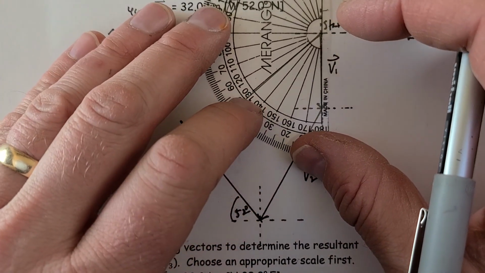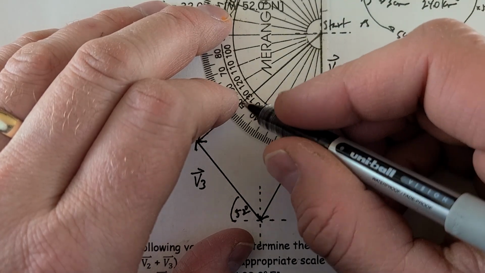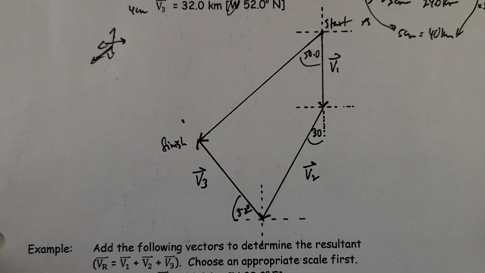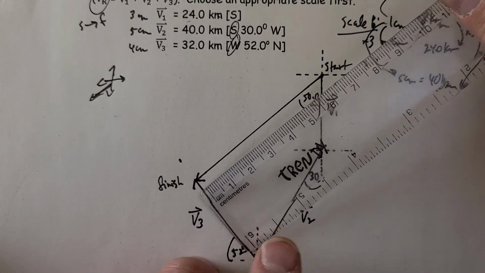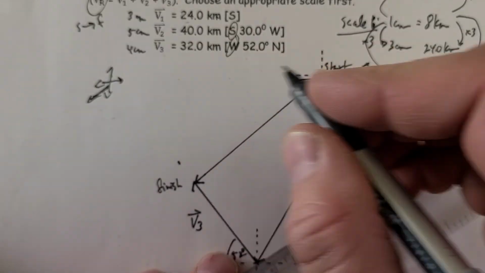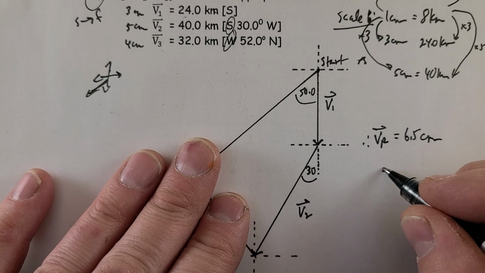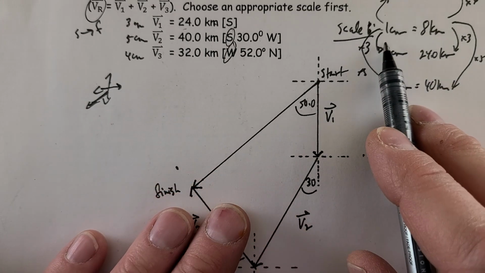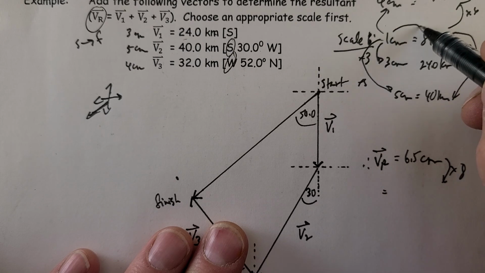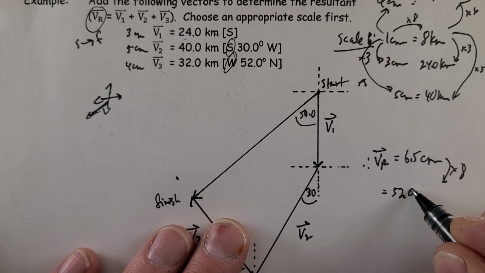So if I make my south 0, then I can take a look here. 10, 20, 30, 40. Oh, looks like it's going to be 50. 50.0 right on the nose. And then, of course, if I measure this, again, use the centimeter side, it looks like it is 6.5 centimeters. So therefore, VR is equal to 6.5 centimeters, which of course is, if 1 centimeter equals 8, then 6.5 will equal, well, you can see I'm going to have to multiply by 8 to change from centimeters to kilometers. So 6.5 times 8, 52 kilometers.